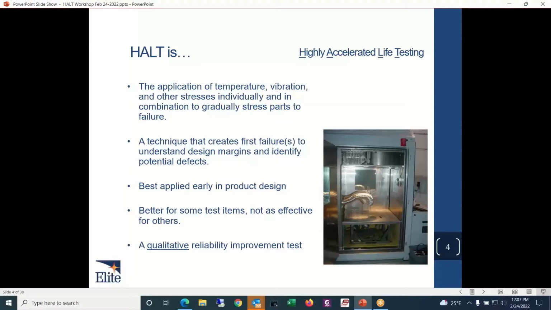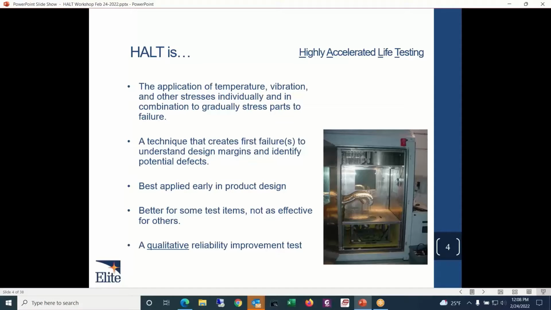But HALT, again, is best applied early in a product design. It can be used in other parts of the product development cycle, but it's most productive and most fruitful when you can get down to the board level. Certainly this is focused on testing electronics or electrical components. If you can start testing a product at the board level and identify weaknesses at the board, when you can have control of how you hold that board, how you fixture it, how you can get hot and cold temperatures to it, it's really the best application of HALT.